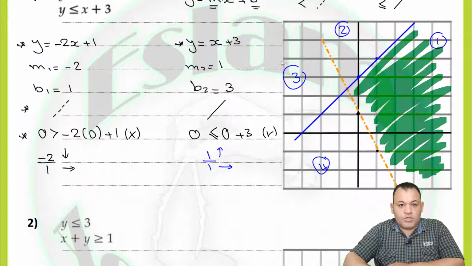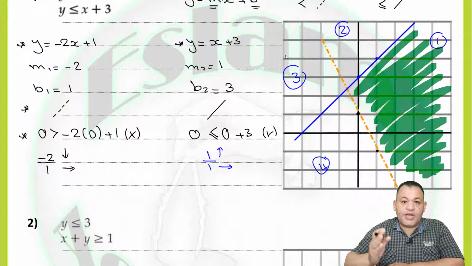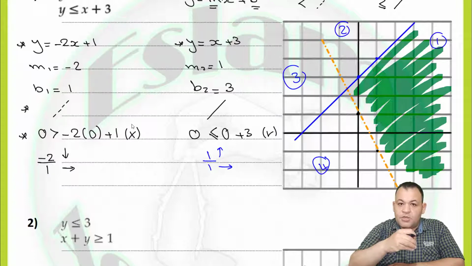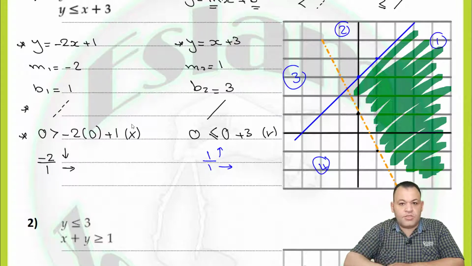If that's greater than or smaller than, it will be dotted. If that's greater than or equal, smaller than or equal, it will be a solid line. Now, step number 3, check at the point (0, 0). If you draw any line, you will have two different regions: the region which contains the point (0, 0), and the region which doesn't contain the point (0, 0).